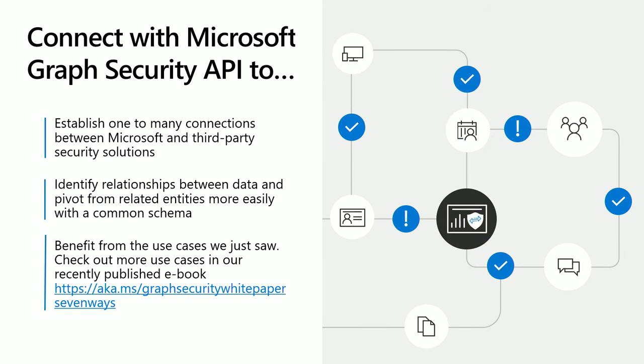So bottom line, why do you want to connect with the Microsoft Graph Security API? It's basically to establish a single connection to multiple security products, to streamline your integrations. It's to identify all those relationships between different products using a singular schema, which enables you to have the same property available to pivot and get that information across different security products. So it's basically to enable correlation of disparate data sources. You also have the benefit of using all of this, and this is documented in the ebook that we just spoke about as well.